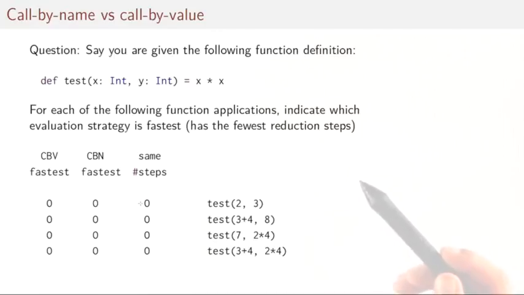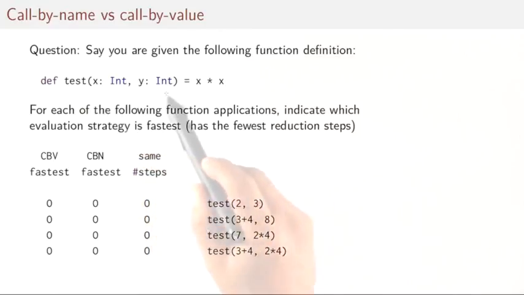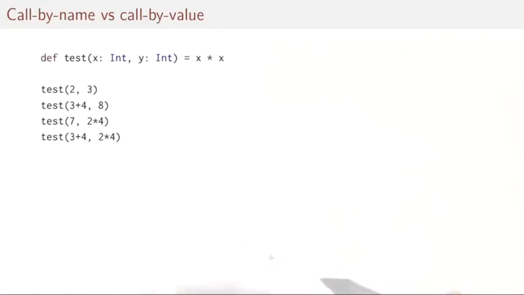Here's a question. Say you're given the following function definition. def test(x, y) = x * x. For each of the following function applications, indicate which evaluation strategy is fastest, by which we mean has the fewest reduction steps. There's first test(2, 3), then test(3 + 4, 8), test(7, 2 * 4), and finally test(3 + 4, 2 * 4). Let's see how we would answer this question.